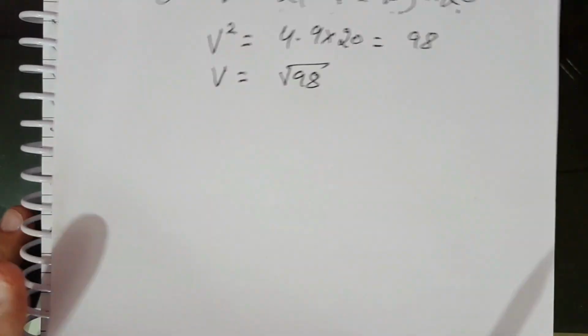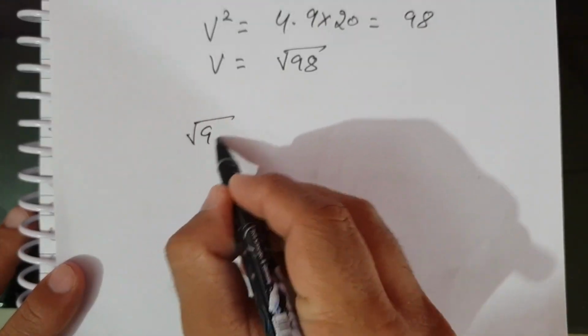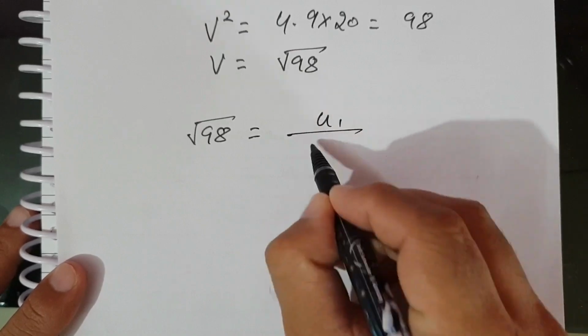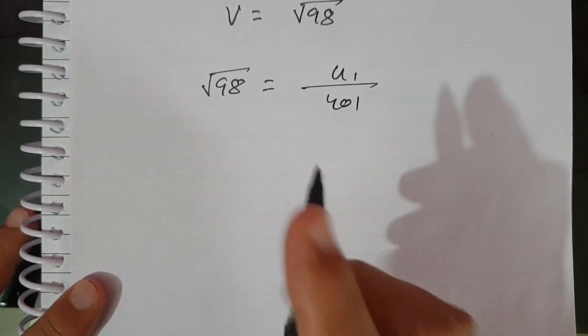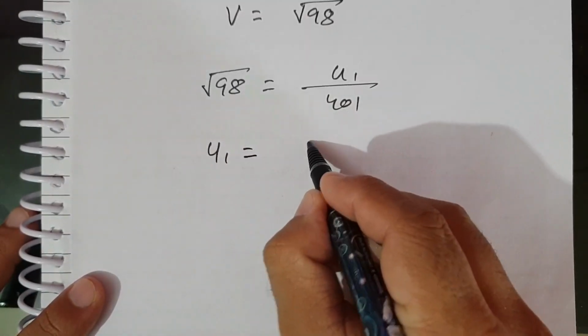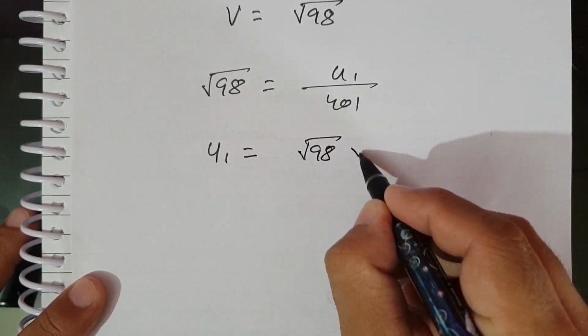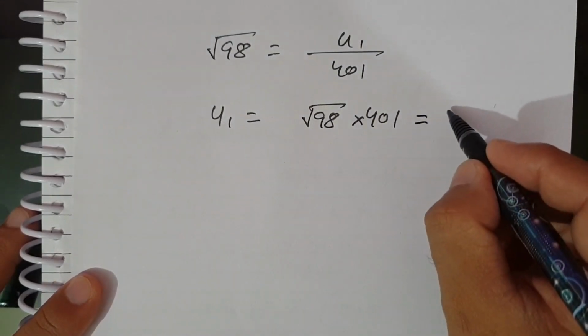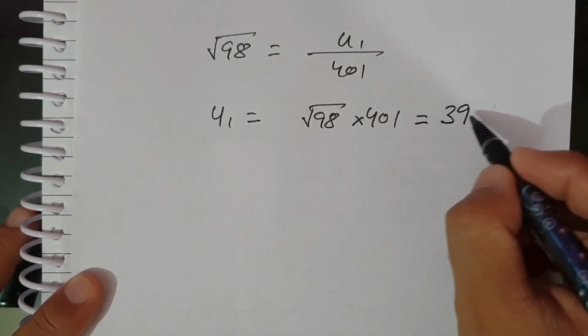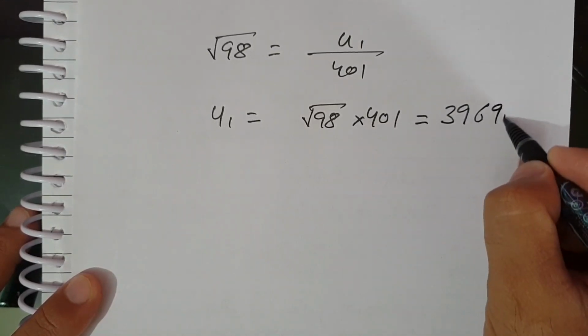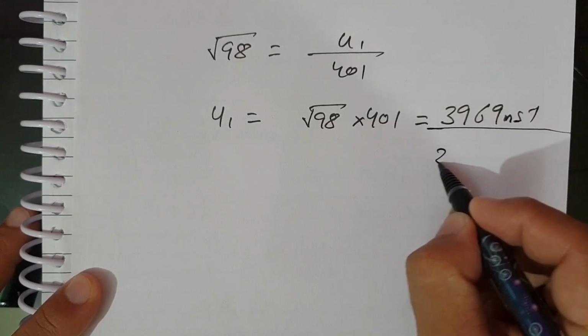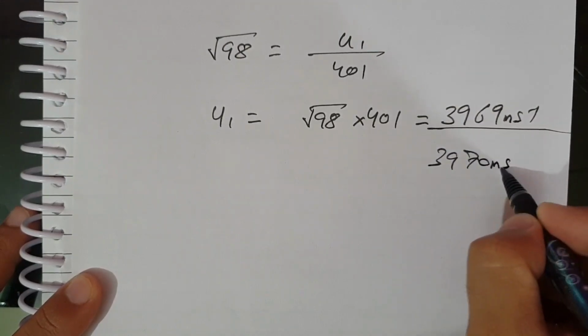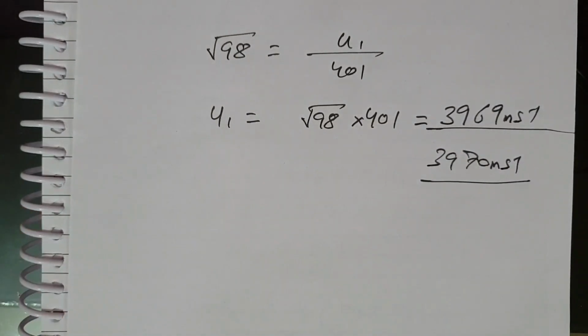Using that equation, V is root 98, equals U1 upon 401. So this U1, which is the velocity of the bullet, is root 98 times 401. If you solve it, this comes out to be 3969 meter per second, or 3970 meter per second after rounding off. So this is the velocity of the bullet.